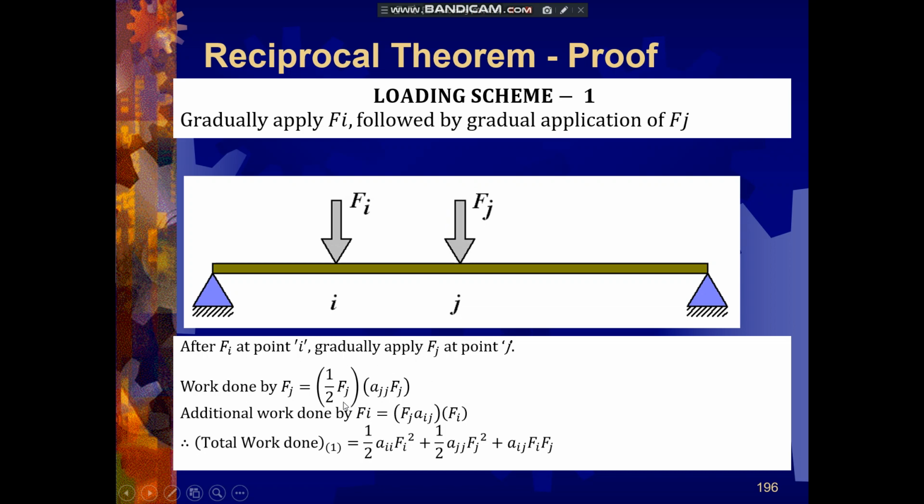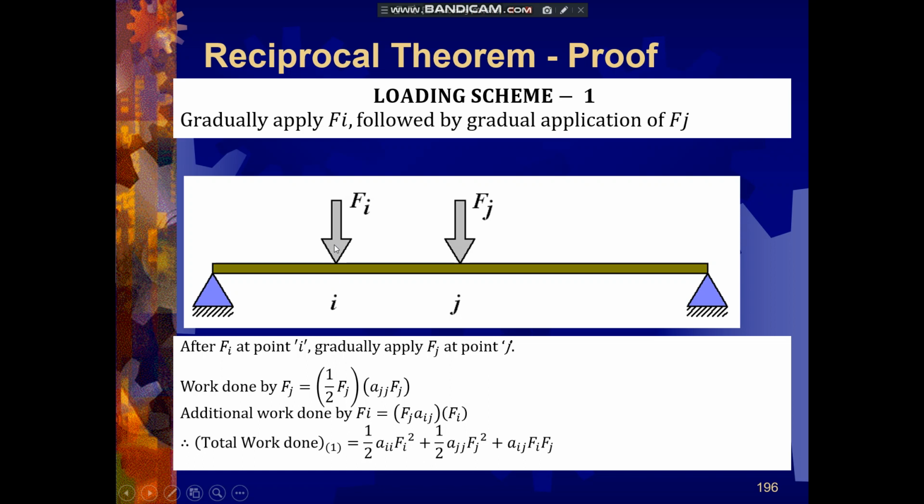But when this force Fj is being applied, the beam is getting deflected not only at location J, but is also undergoing deflection at all other locations including location I. And due to this displacement at location I, the force Fi will do additional work.